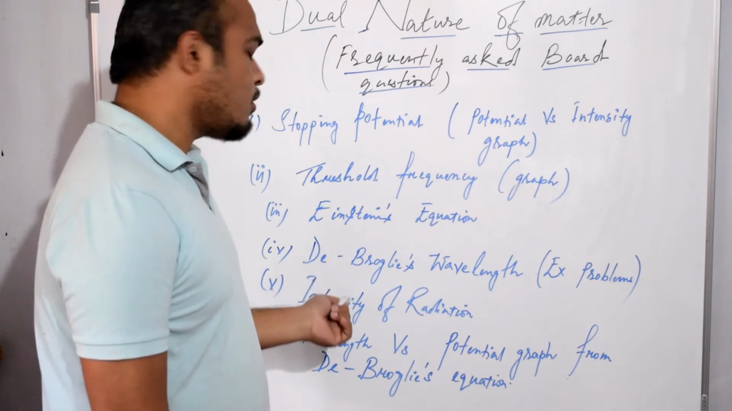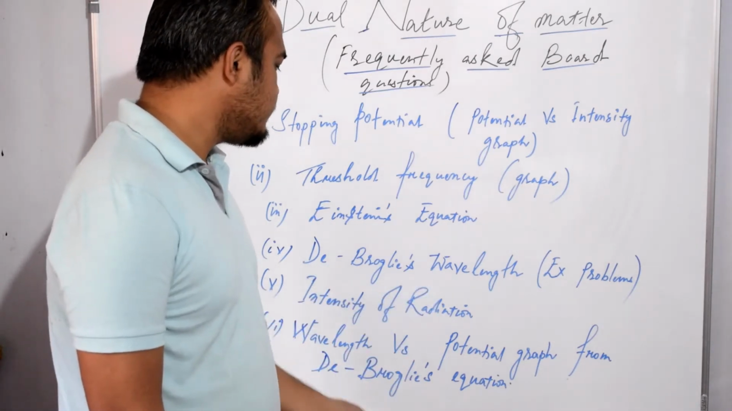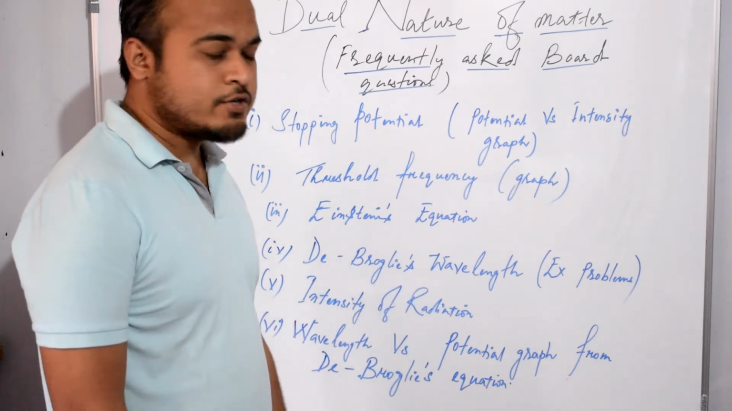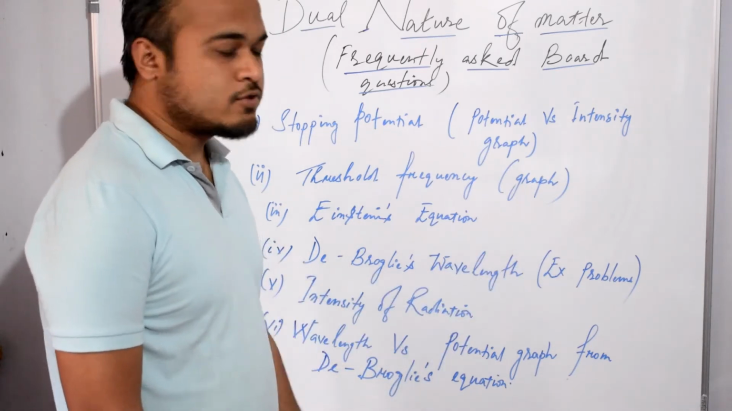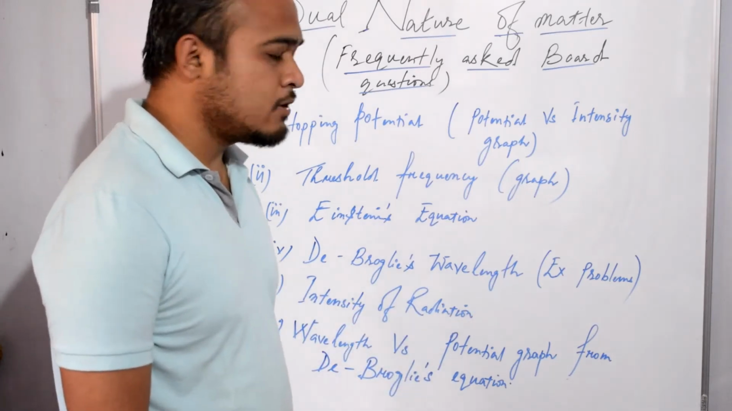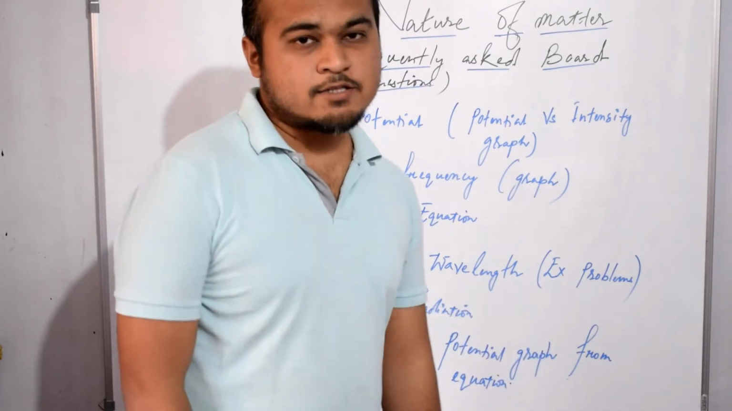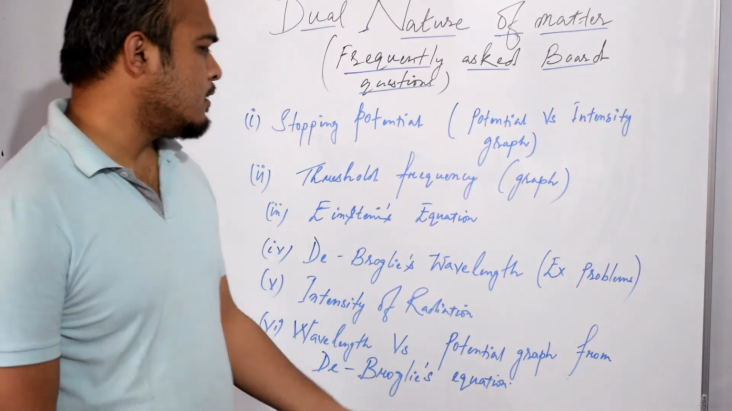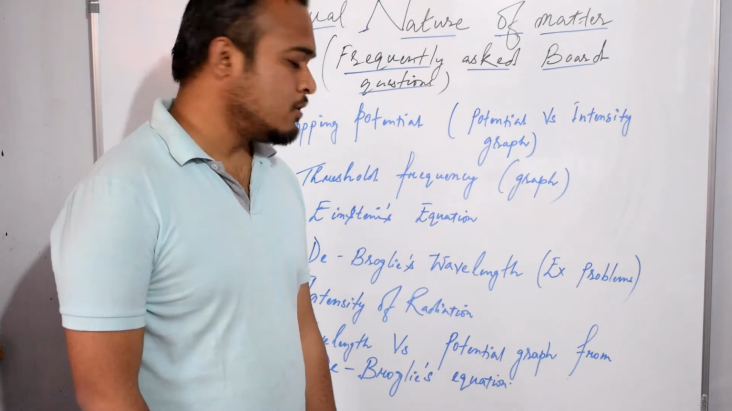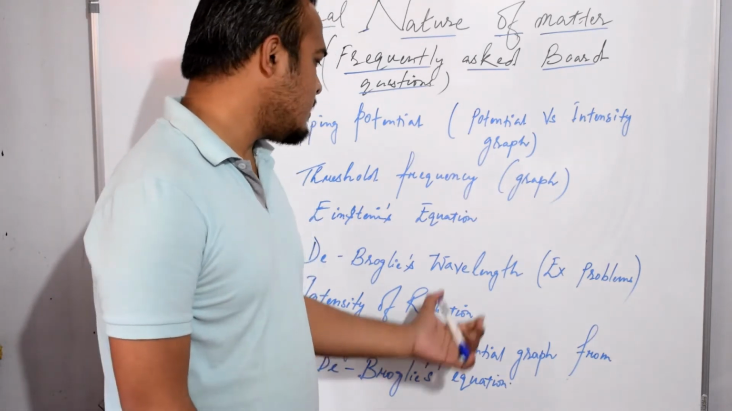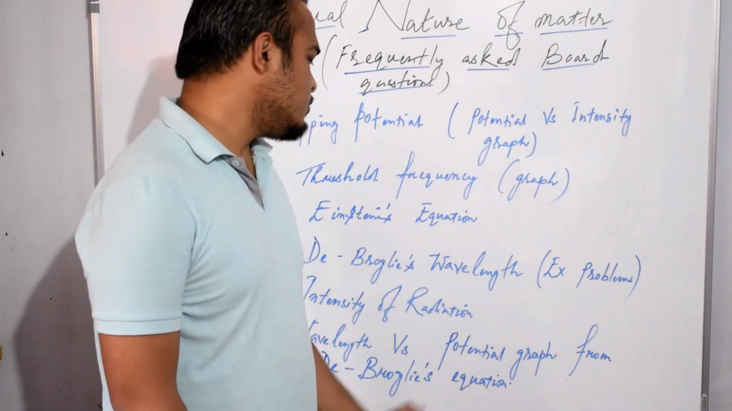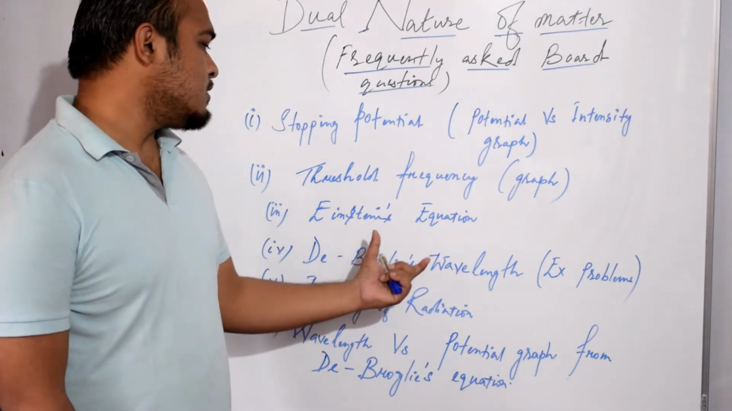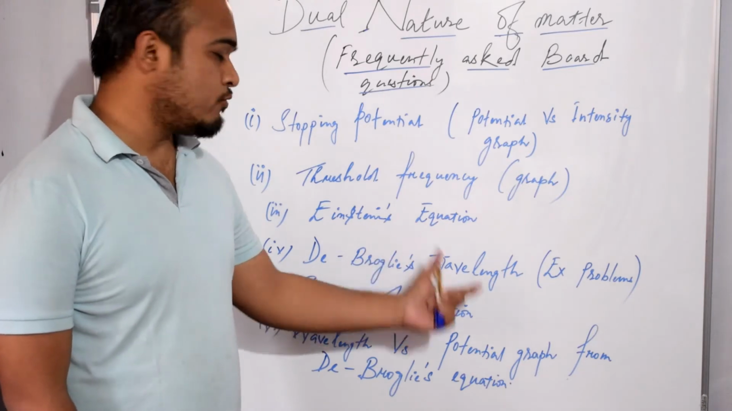The fourth topic is de Broglie's equation, the wavelength. What is de Broglie's wavelength? You need its equation along with some problems. You'll have to see some problems in your NCERT books, and you can refer to reference books if you have them, or otherwise see your NCERT books for some of the problems on de Broglie's equations.